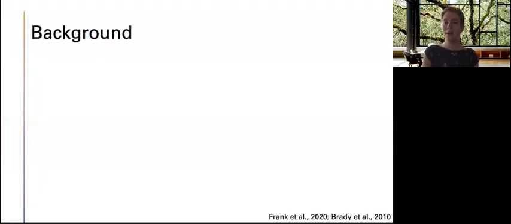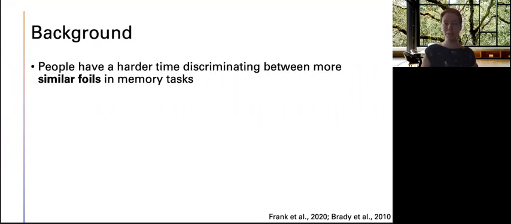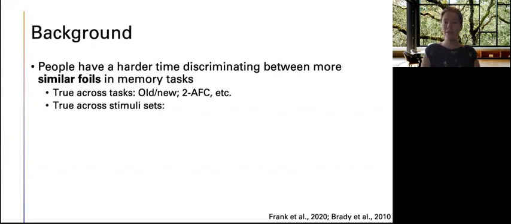If you have an item in mind and are asked to recognize it in comparison to a new image or the foil, people have a harder time discriminating between similar foils in memory than they are at discriminating between dissimilar foils in memory. This is true across different task types as well as across different stimuli sets of varying levels of complexity. For instance, in the case of simple low-level features such as color, comparing this target with this foil in memory will be very difficult because they are so similar to each other.